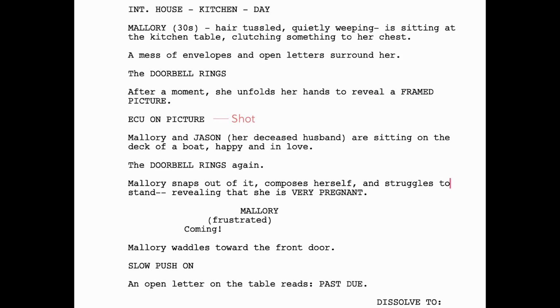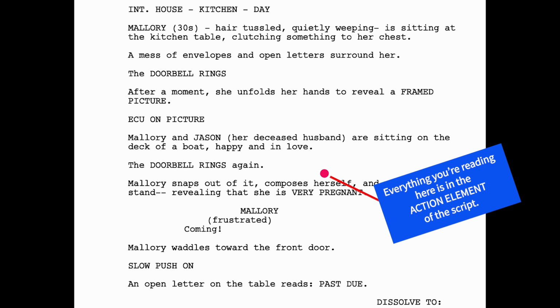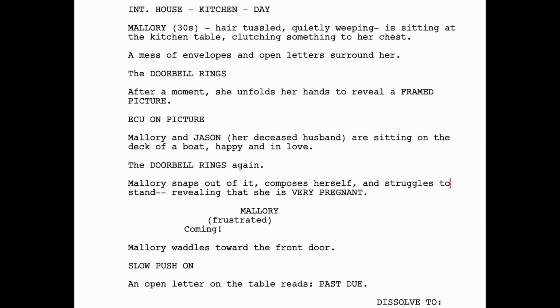Extreme close-up on the picture. Mallory and Jason, her deceased husband, are sitting on the deck of a boat, happy and in love. The doorbell rings again. Mallory snaps out of it, composes herself, and struggles to stand, revealing that she is very pregnant. And she frustratingly says, coming. Mallory waddles toward the front door. We do a slow push on an open letter on the table, which reads, past due. And then we dissolve to another scene.